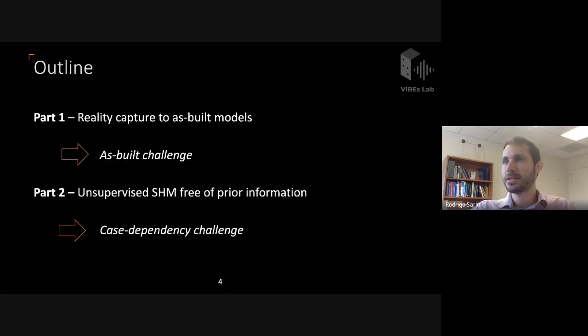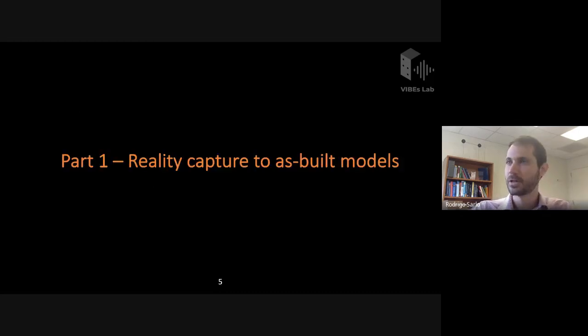So the way I'm organizing this is I'll talk about essentially two projects, part one and part two. The first project is a framework we've developed for going from reality capture techniques to as-built models. And that addresses that as-built challenge that I mentioned. And then part two would be on a framework we're working on for unsupervised SHM. That is essentially that idea of going with as little a priori information as we can. And that's to address this kind of case-dependent, structure-specific challenge.